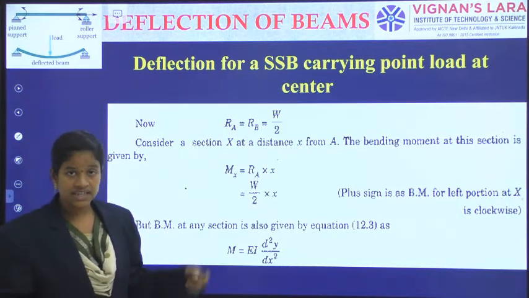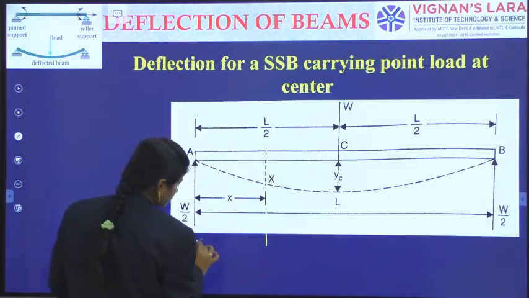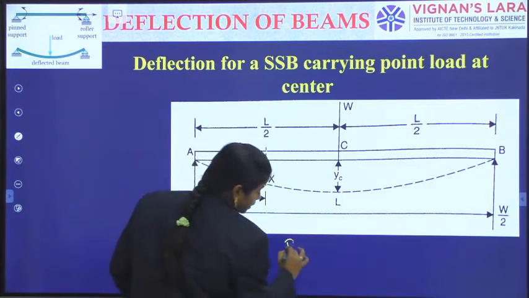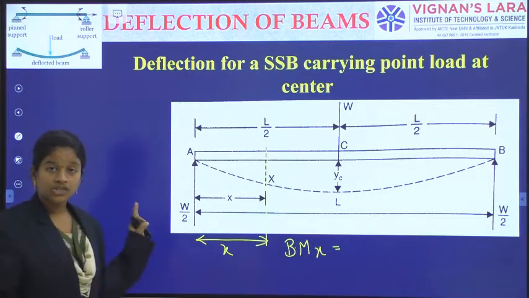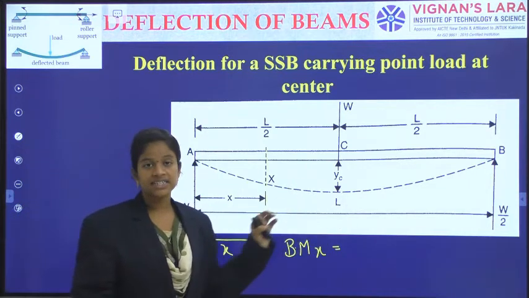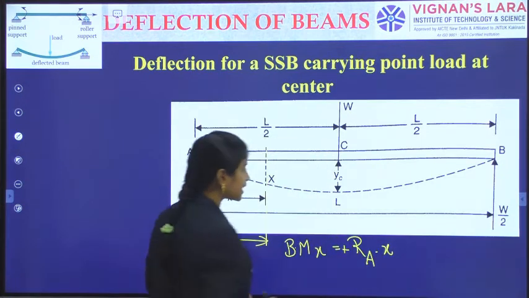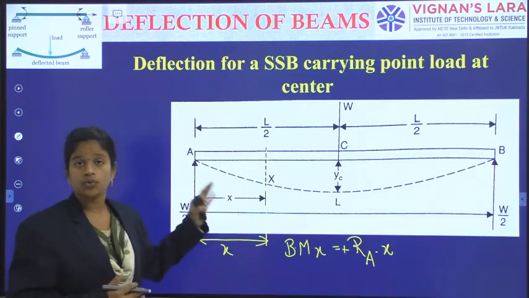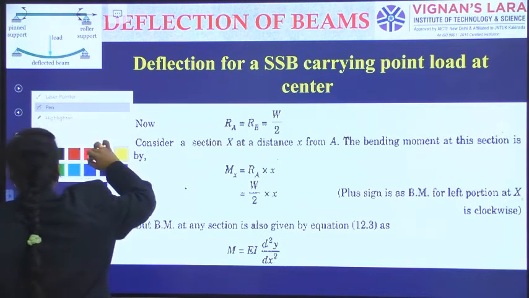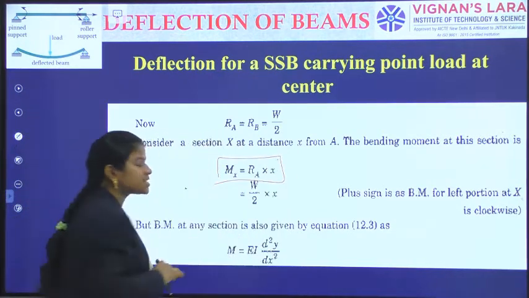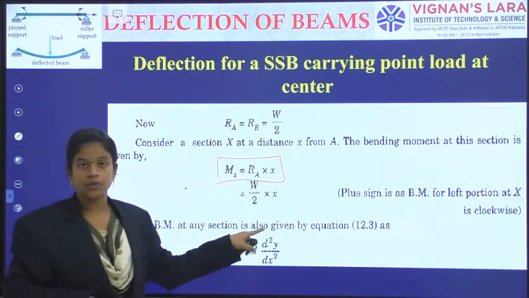The bending moment at the section is given by: when I am considering any section at a distance X from A, the bending moment at X is equal to the summation of all the left hand side moments, or the summation of all the right hand side moments. That is RA into X, which is a sagging condition. Any other force? No, only this force is there. Thus Mx is equal to RA into X, and RA we have got as W by 2, so W by 2 into X.